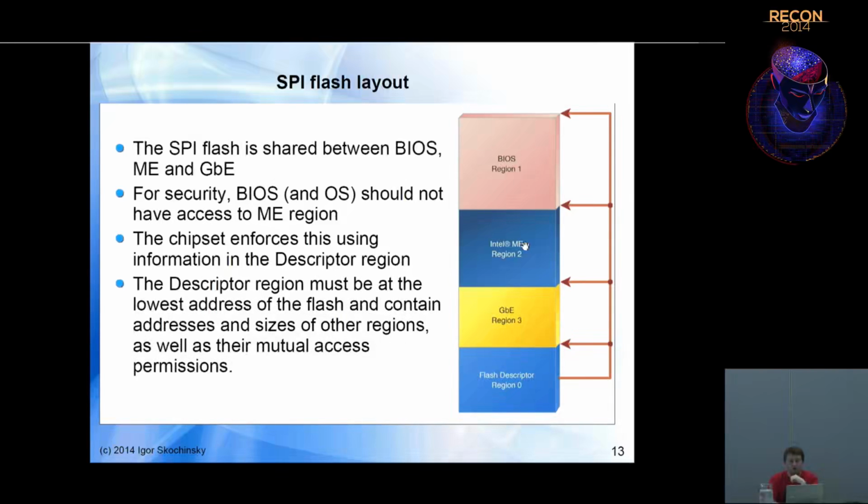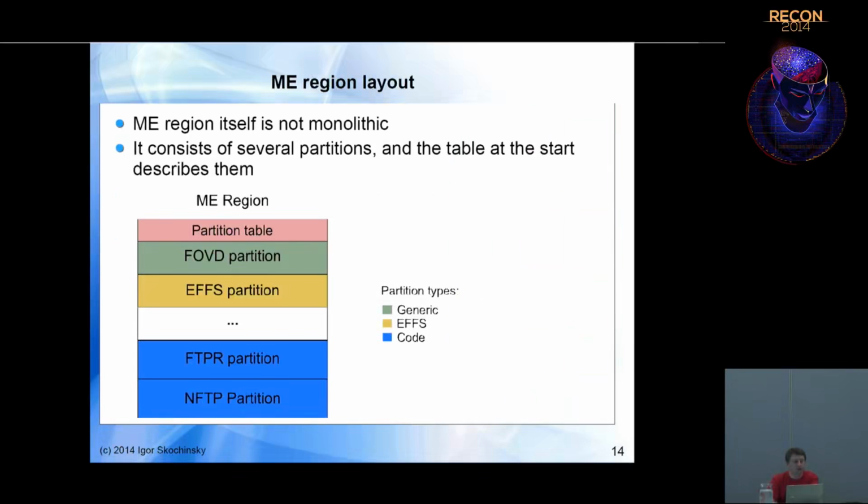So we're of course interested in the ME region. Even if you cannot read it from the host chip, usually, as I said, you can extract it from the BIOS updates or from the separate firmware updates. So this ME region, what does it contain? It's not monolithic. It's not like the BIOS region, which is usually just a bunch of code. The ME region itself contains several partitions. It starts with a partition table, and that partition table has a start and a 4-character code of the partition and the type of the partition. So here's a typical layout of an ME region.